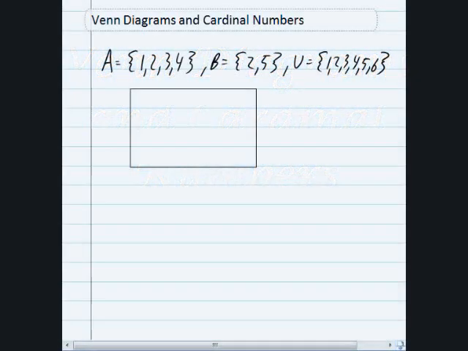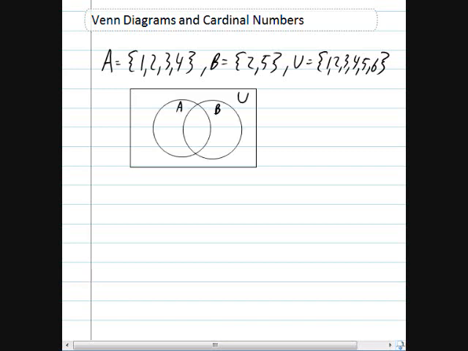In the previous video, we discussed using Venn diagrams as graphical representations of sets. For example, consider the following three sets. A is the set containing the elements 1, 2, 3, 4. B is the set containing the elements 2 and 5. And the universal set contains the elements 1, 2, 3, 4, 5, and 6. We can represent these sets graphically using this Venn diagram.